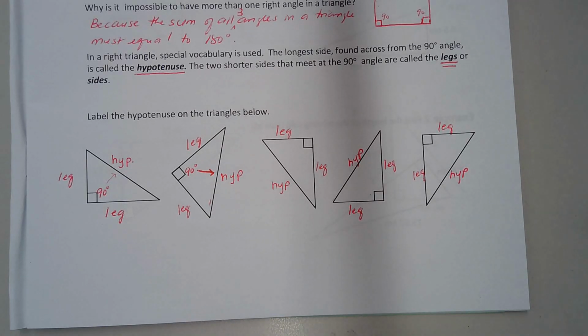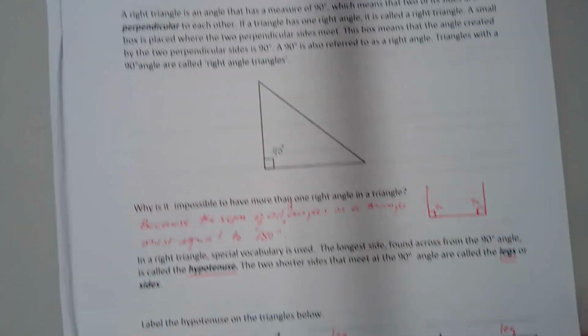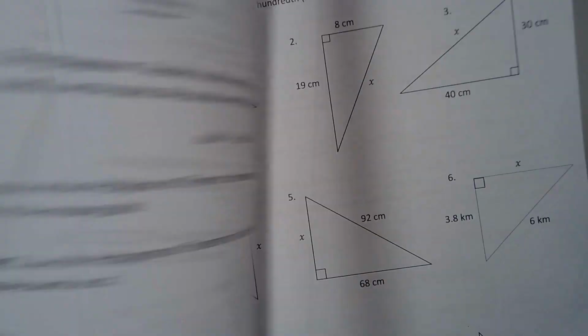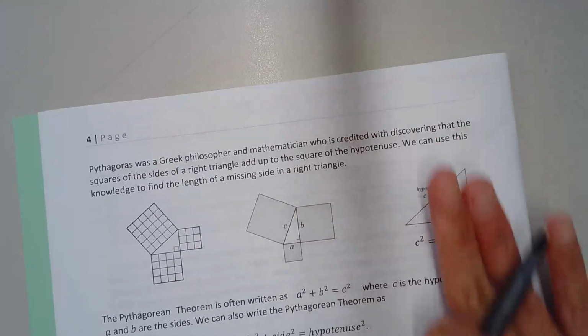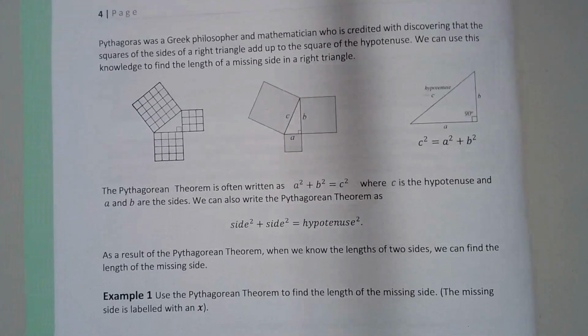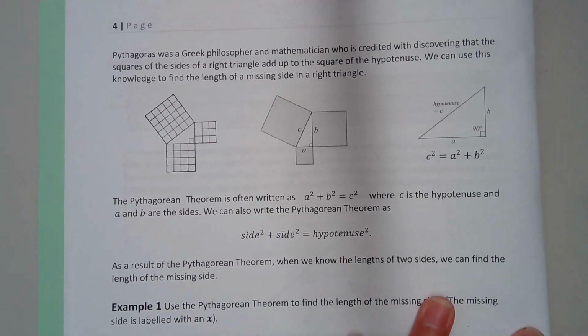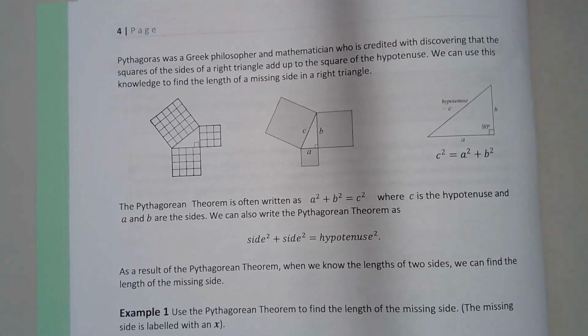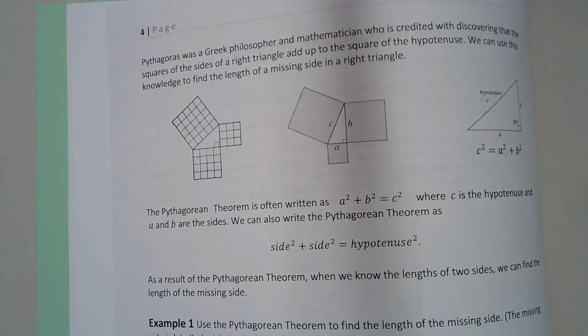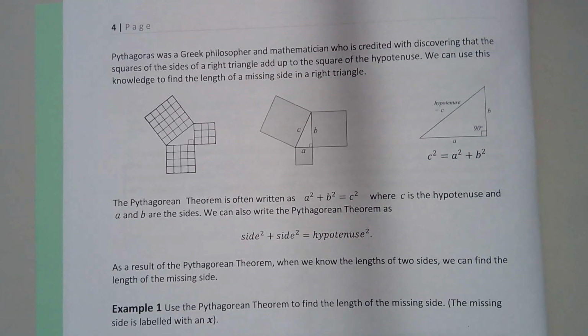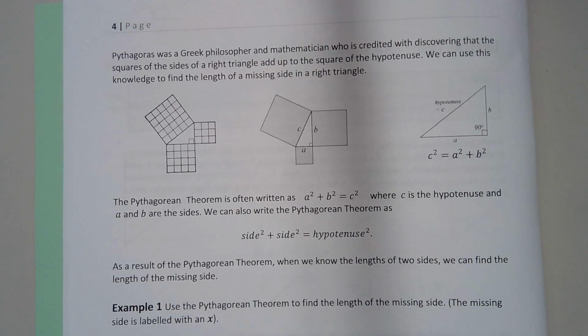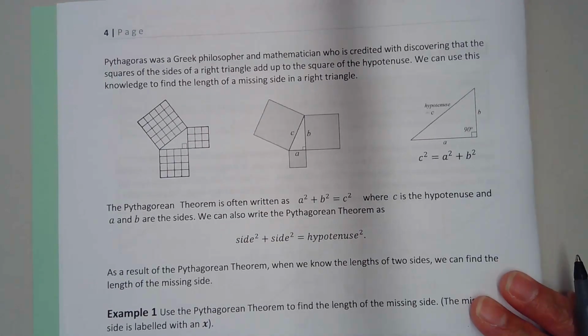Now, here's the thing. This is what you have been waiting for, wanted to hear, the calculation. This is why you showed up for class today, because you wanted to know the Pythagorean theorem. So, the person who did this, his name is Pythagoras. He's a Greek philosopher.